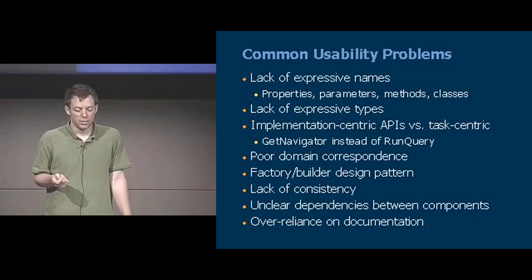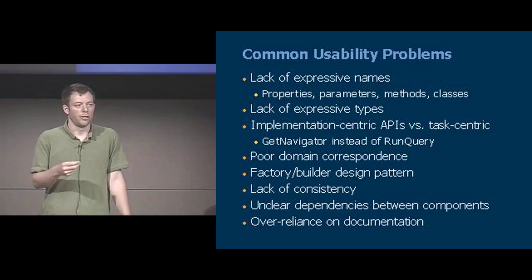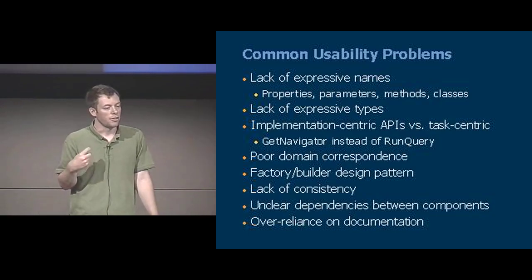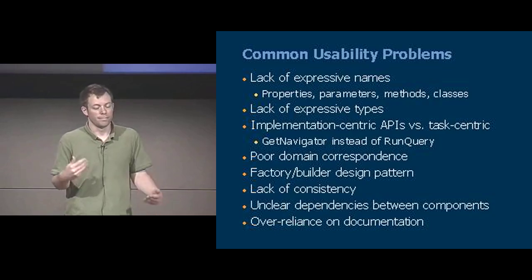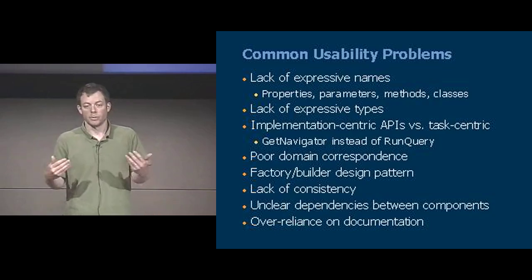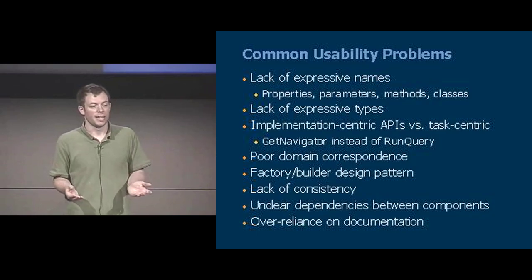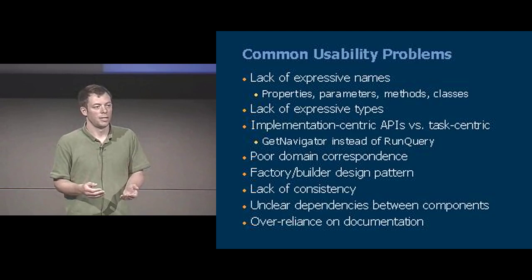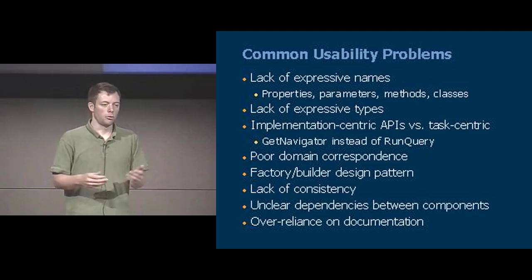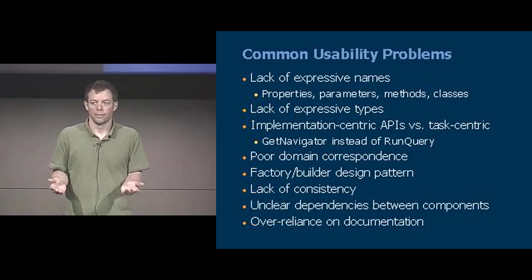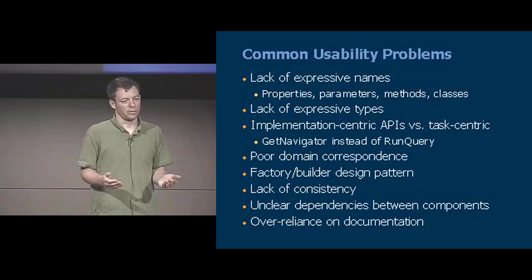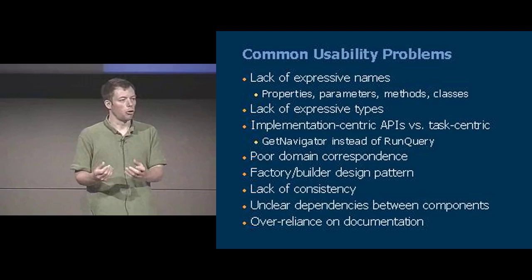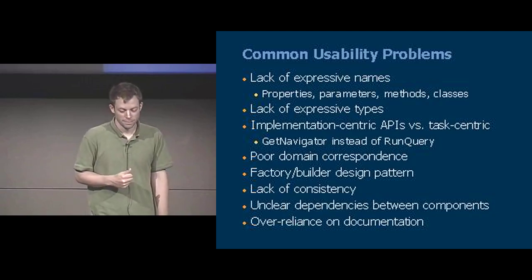We see implementation-centric APIs versus task-centric. Another API that worked on databases required that we ask people to write some code that performs a query against the database. But the only way they could perform a query on the database was if they called some method called getNavigator. Navigator was the object that represented the results of a query. They were looking for something like doQuery. But instead, they had to call something called getNavigator, which was the object that represented the results of their query.